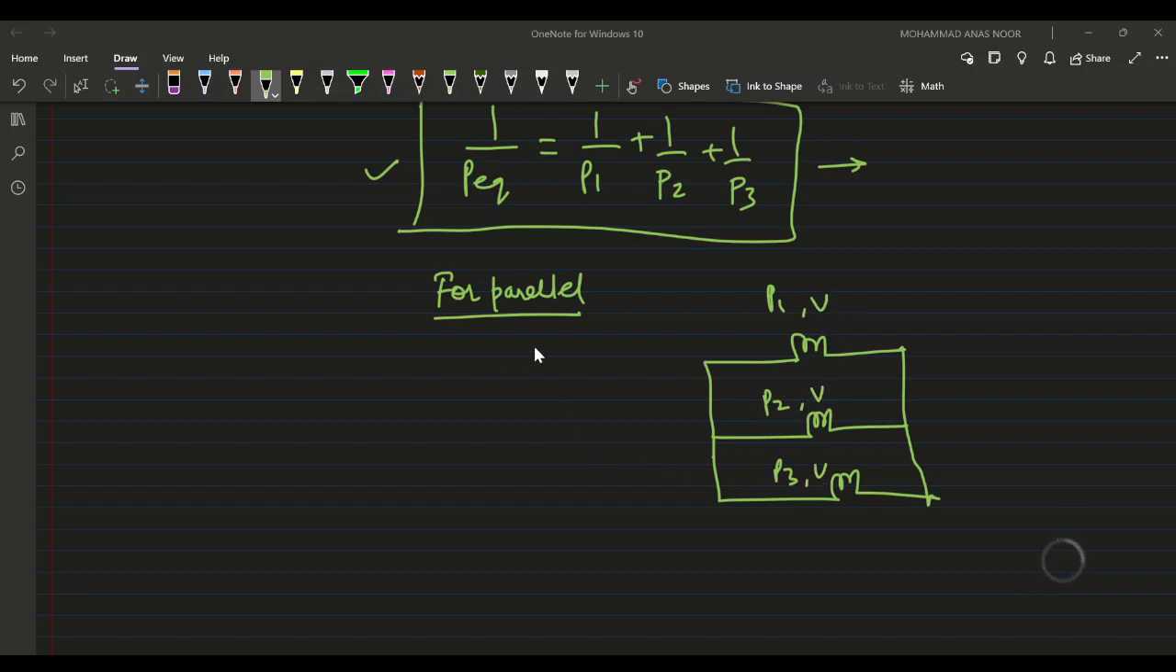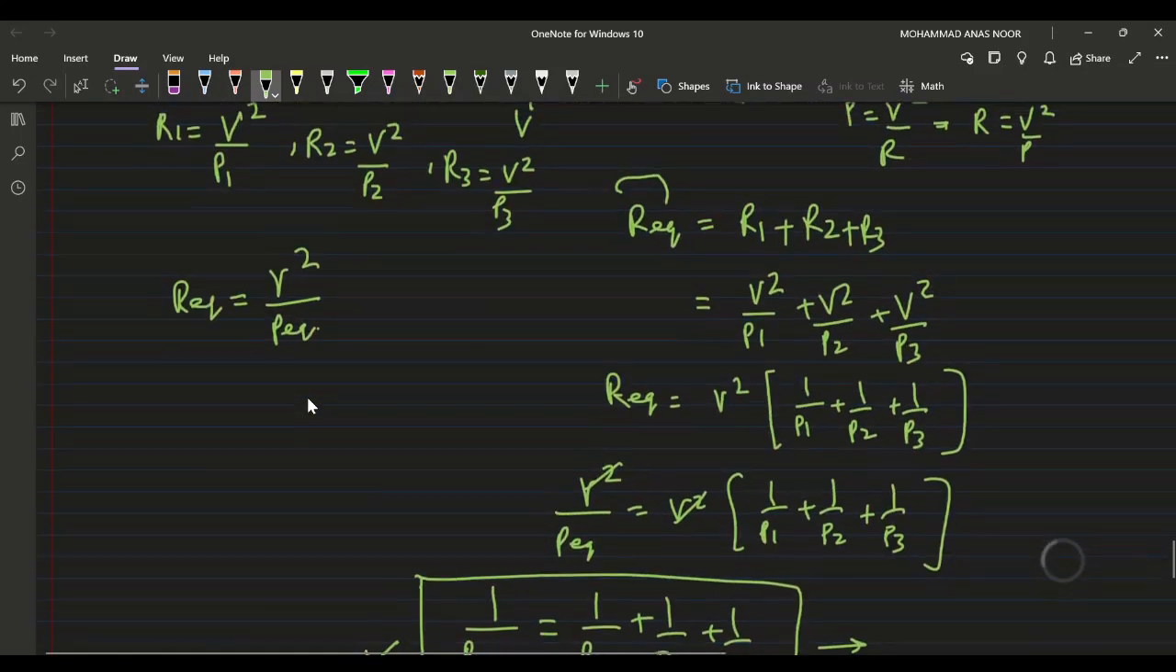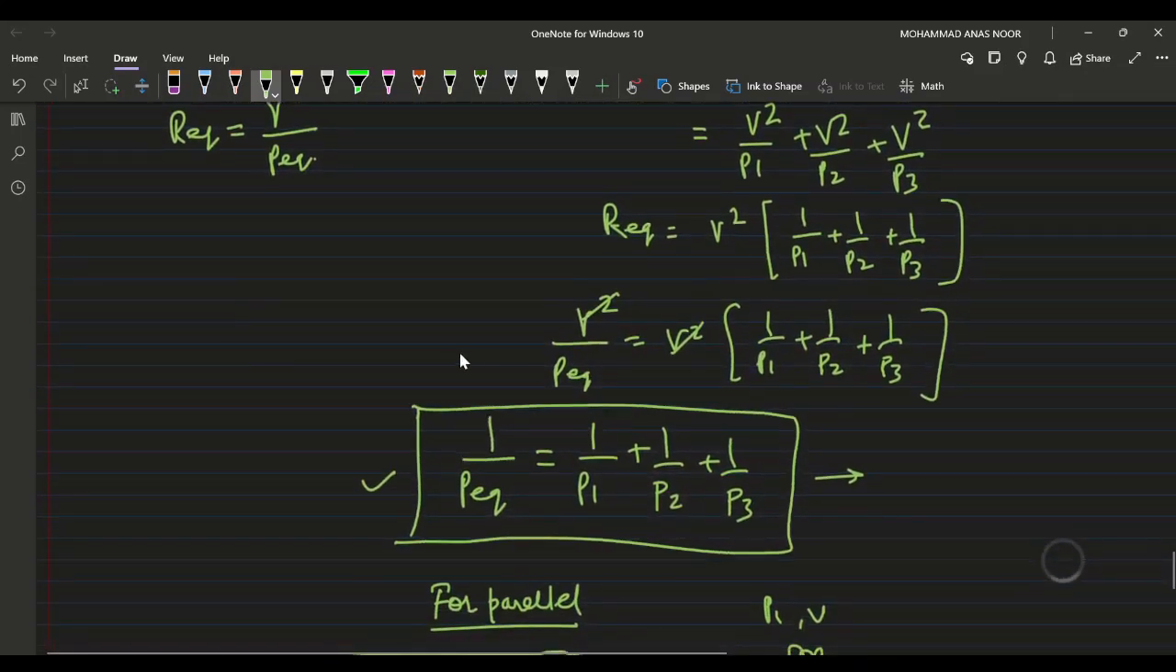What would be the effective power? Now in this case it will be the sum of all, that is P1 plus P2. You can easily verify that also, but I'm not doing it. This will not come in exam. What you need to know is the final result.